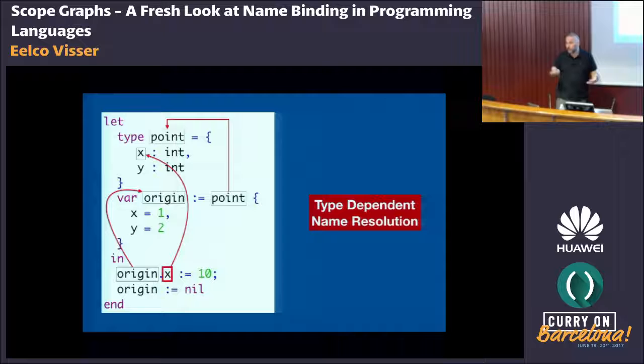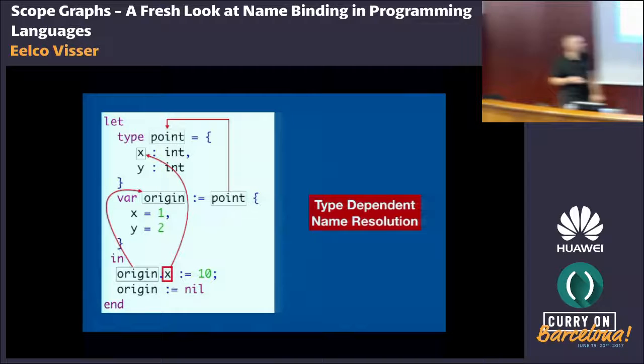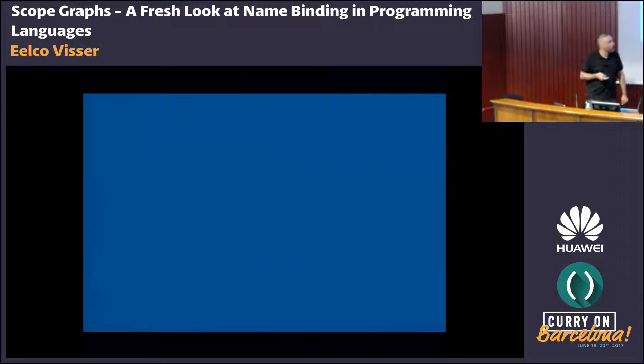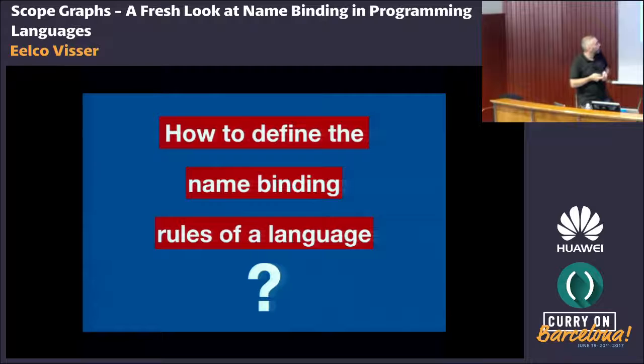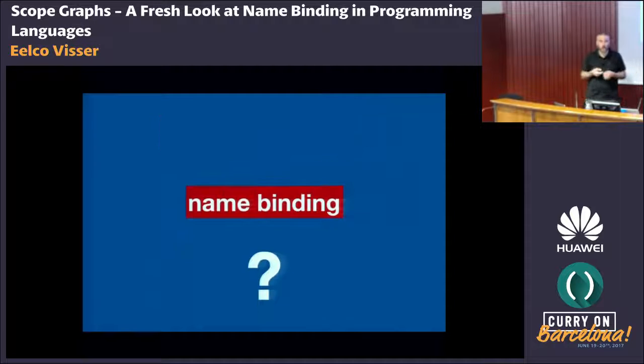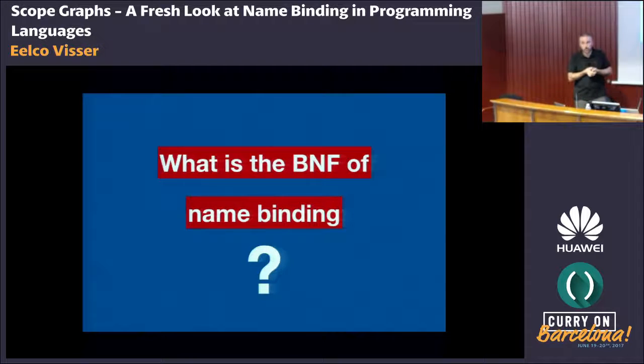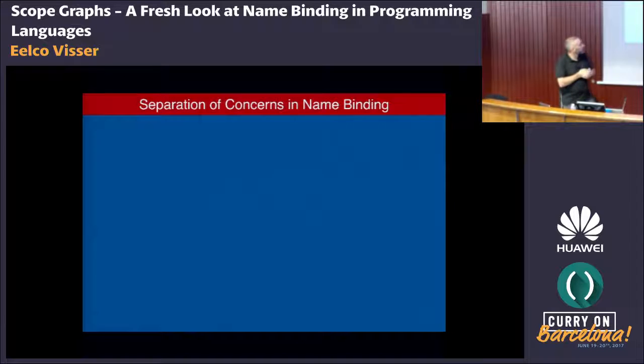All right, so that's the idea of name binding. And now the question is, how do we define the name binding rules of our language? Or put otherwise, what's the BNF of name binding? Right? It would be nice if we could write down declaratively what the name binding rules of a language are, and from that generate a whole bunch of tooling. And that's what this is about.